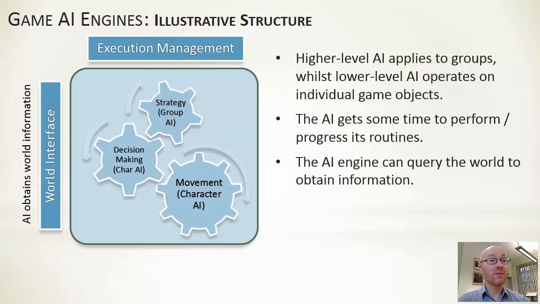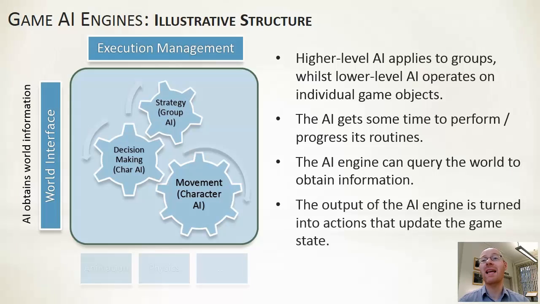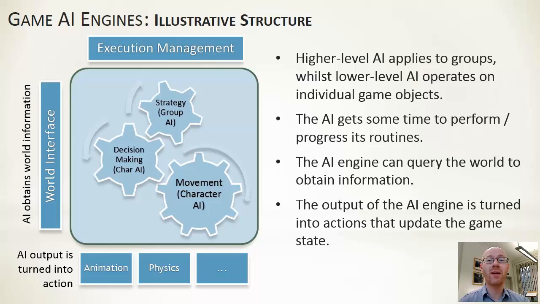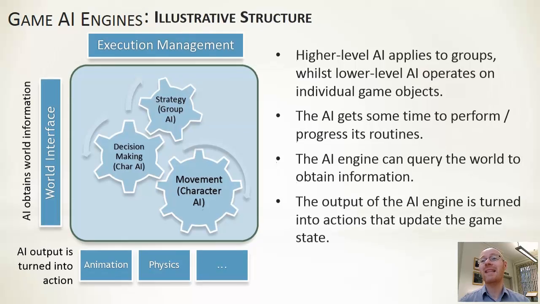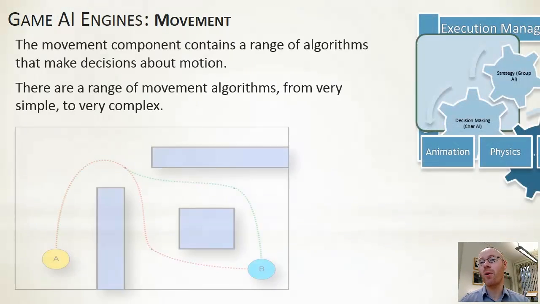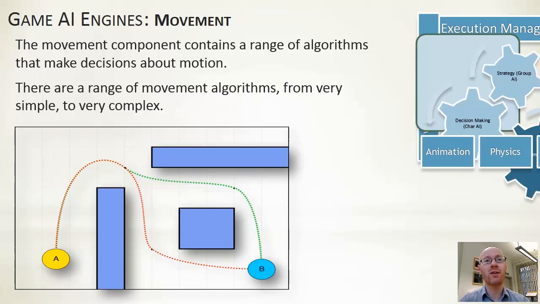AI doesn't sit on its own. It needs to query the world. It needs to find out things about the world to enable decisions to be made. So our AI engine needs to have some way of getting access to whatever other bits of information it requires for its decision-making routines. And in terms of the output, again, it is there to drive behavior. So that may be changing the animation, it may be changing characters, but the AI engine needs to have a way of outputting its decisions so that they can be acted upon or implemented by whatever is relevant to do so.